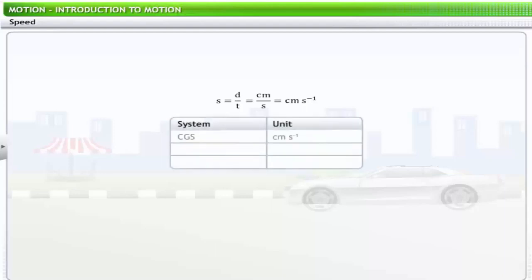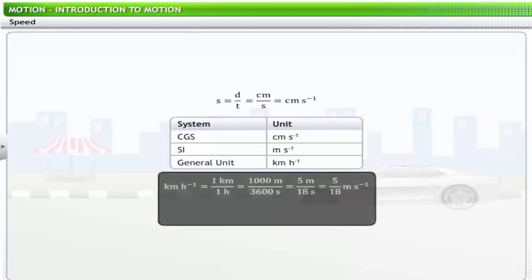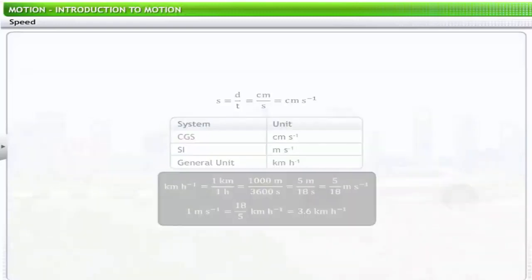Speed is measured in centimeters per second in the CGS system and as meters per second in the SI system. Typically, you measure speed in kilometers per hour. 1 kilometer per hour equals 5 divided by 18 meters per second. Or 1 meter per second equals 3.6 kilometers per hour.